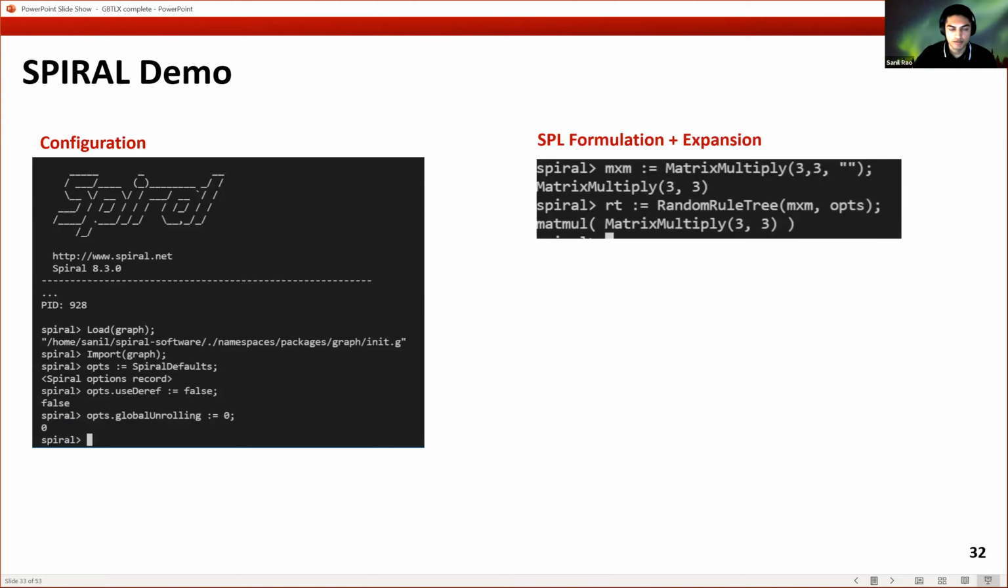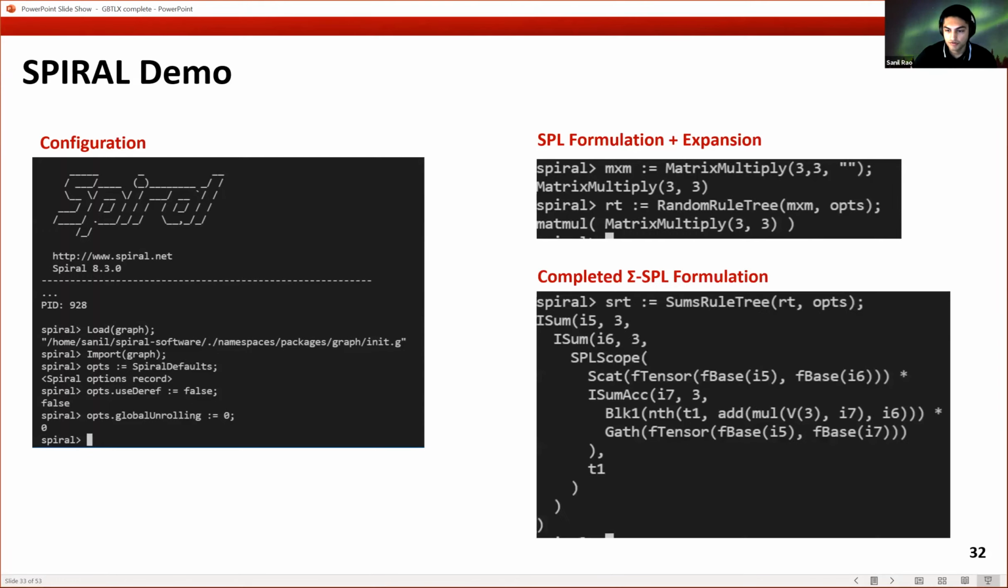From there, we will define our SPL formulation for matrix multiplication and apply a rule tree to get its expansion, which is just a call to the most basic matrix multiplication algorithm. And this computation is so simple that there really isn't much expansion at this stage. From there, we can call our sums rule tree and introduce our Sigma-SPL loops and accesses, as well as our scoping object. And this is all done directly on the fly.